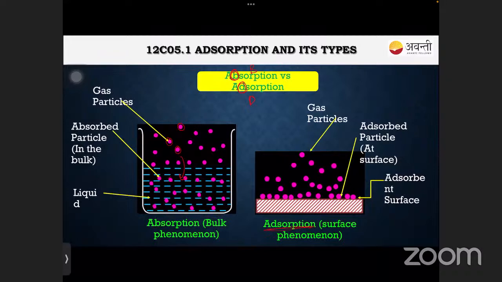Now come to adsorption. What is happening here? The gas particles which are present around it are being attached over the surface. They are not going inside the surface. Are they going inside the surface? No, they are not. In adsorption, the molecules present around it are adsorbed on the surface, but in absorption, the molecules go inside the bulk uniformly and are distributed uniformly. Understood the main difference here?